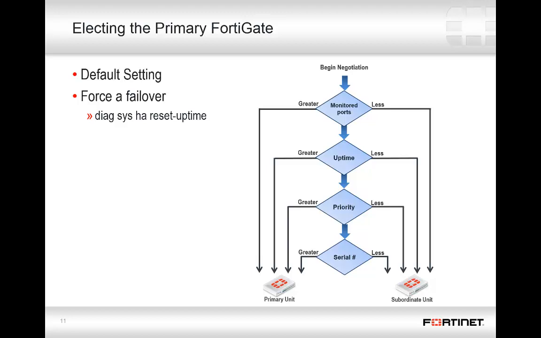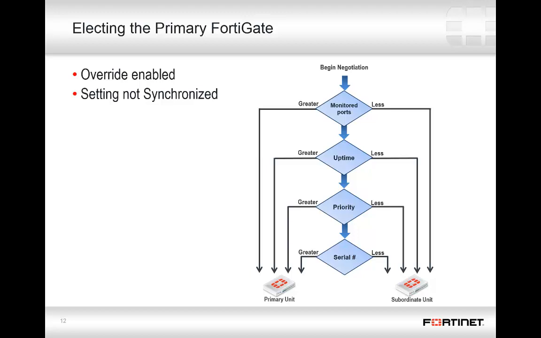So with the priority override disabled, which is the default setting, the uptime has precedence. To manually trigger a failover, you can use the CLI command diag sys ha reset-uptime.